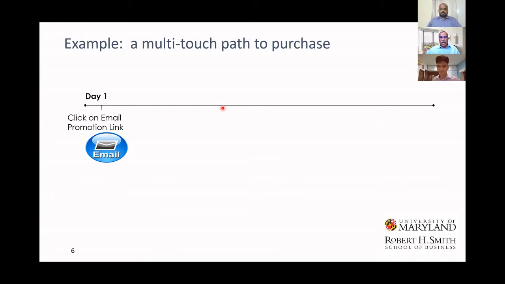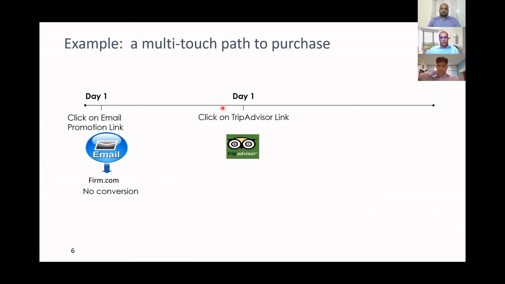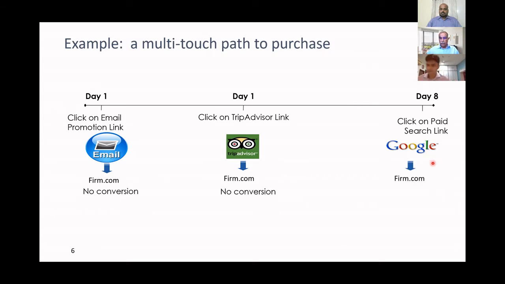So what they would have is, on day one, somebody will click on the email promotion that Marriott has given, and they will come to their website, and they may not buy anything. And then the same day, they may go to a TripAdvisor link and check out. And there is a referral link for Marriott from TripAdvisor. They click on it and they come to the website, and they don't buy anything also. And then on day 8, they go on Google and search for hotels in Marriott or something like that, and then they end up buying something at the Marriott website, right?